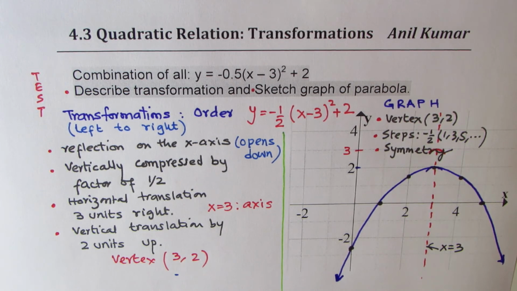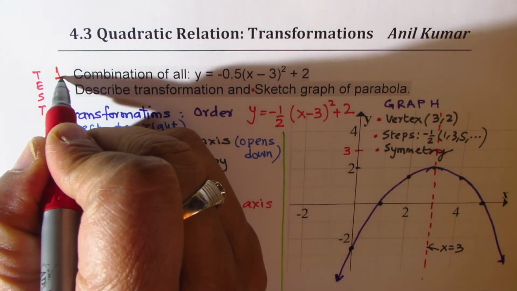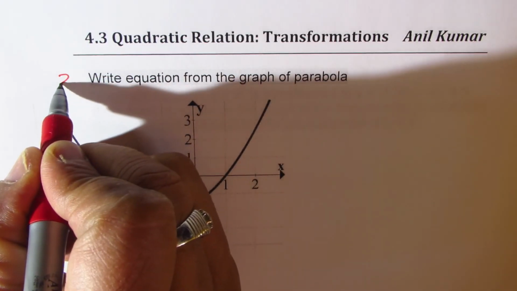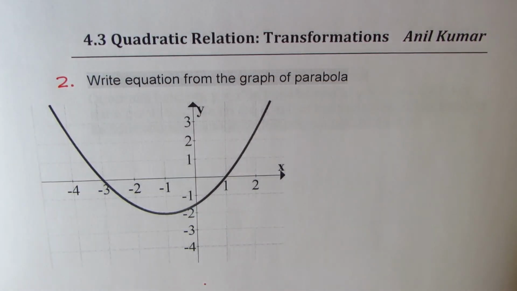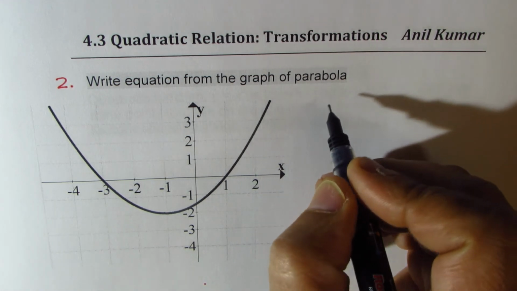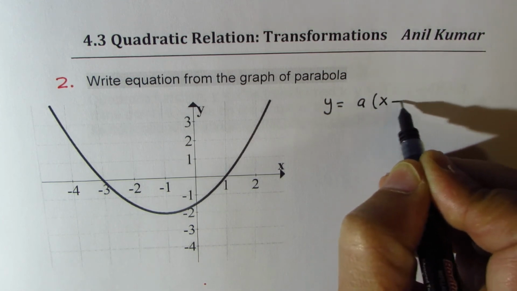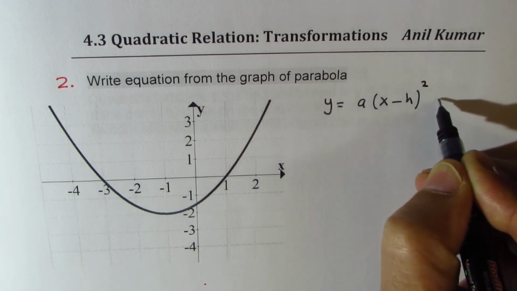Now let's take up other test questions. So this was your first test question. Let me write down one here. Now here is the second question for you. You need to write the equation from the graph of the parabola. You can actually pause the video, answer the question, and then look into my suggestions. The equation will be of the form y equals a(x minus h) whole square plus k.